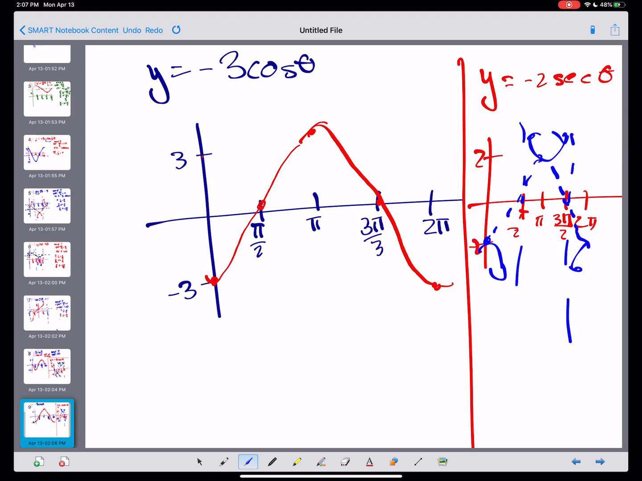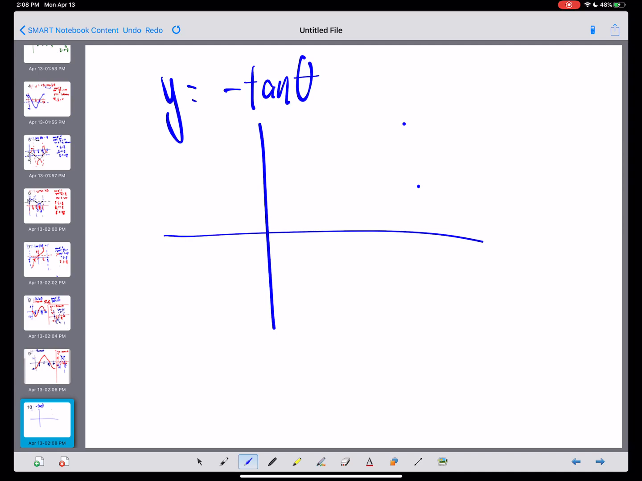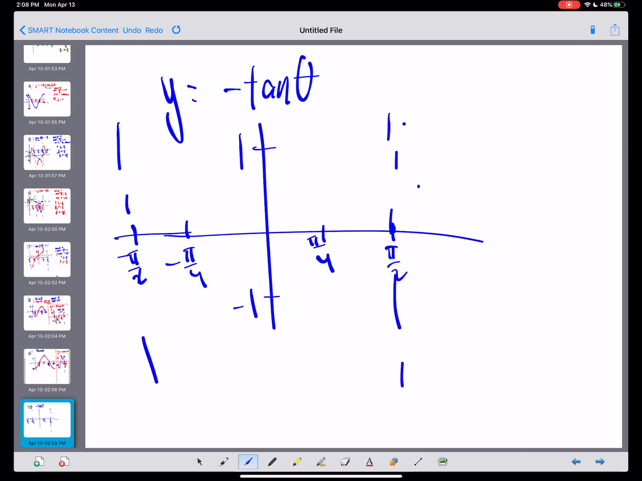Okay. That's about it. Oh yeah, for tangent. Sorry, let me show you tangent. What happens when tangent is a negative? So I'm just going to do a basic tangent graph. If tangent's a negative, then the order just flips. It goes like that. Okay.